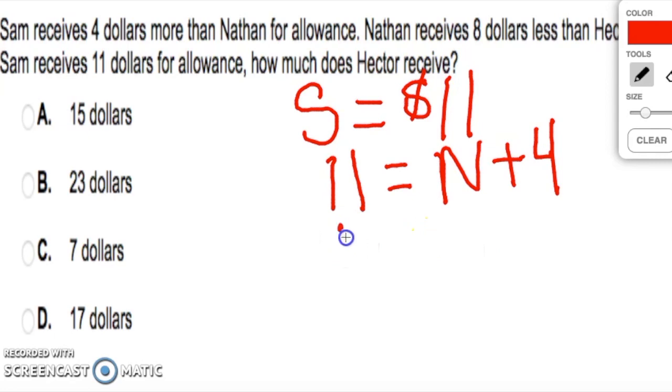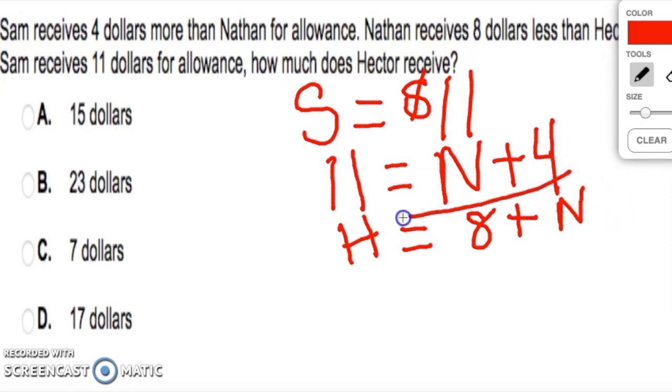So Hector here gets $8 more than whatever Nathan gets, okay? So let's start with what we know. What can I solve here?